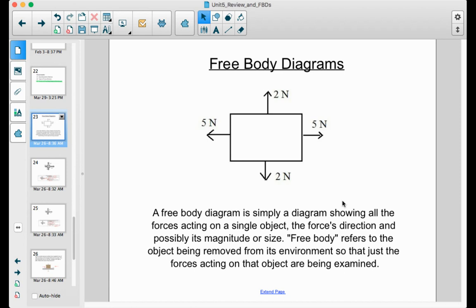The term free body comes from removing an object from its environment so you can only look at the forces acting on that single object. You can see here there's four different forces acting on our object. Objects are typically represented with a box or maybe a circle. And you happen to notice that there's balanced forces here. Vertically, they're balanced. Horizontally, they're balanced. So that means there will be no motion in terms of this object.